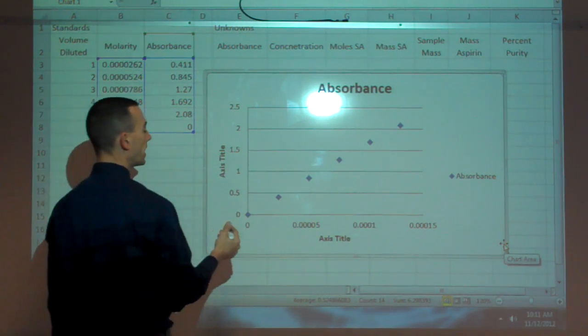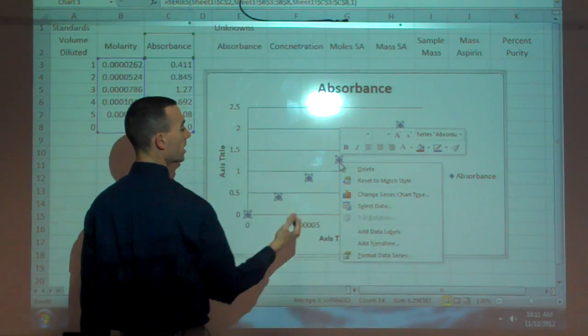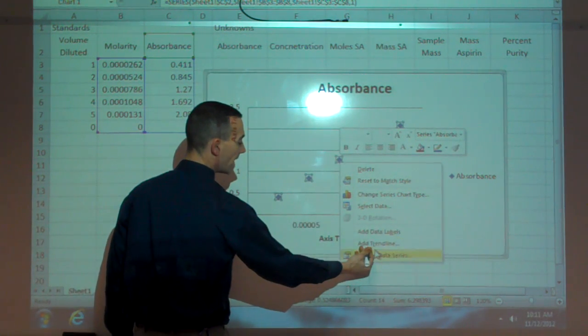All right. What we need is the equation of this trend line. So we right-click on one of the data points and choose to add the trend line.